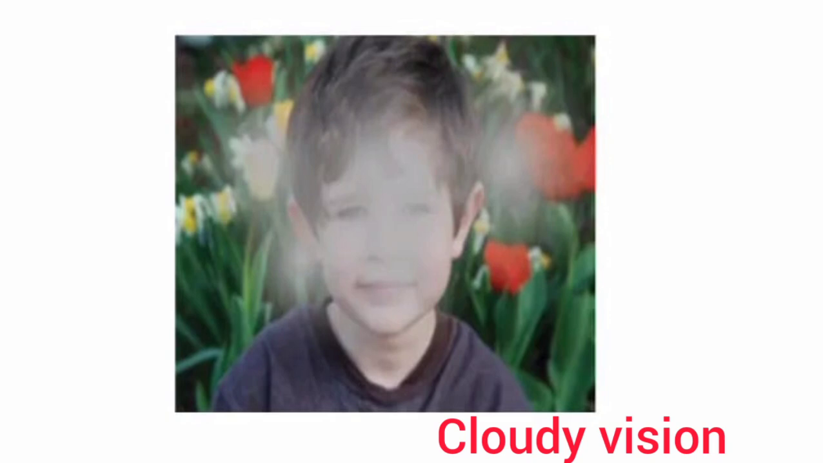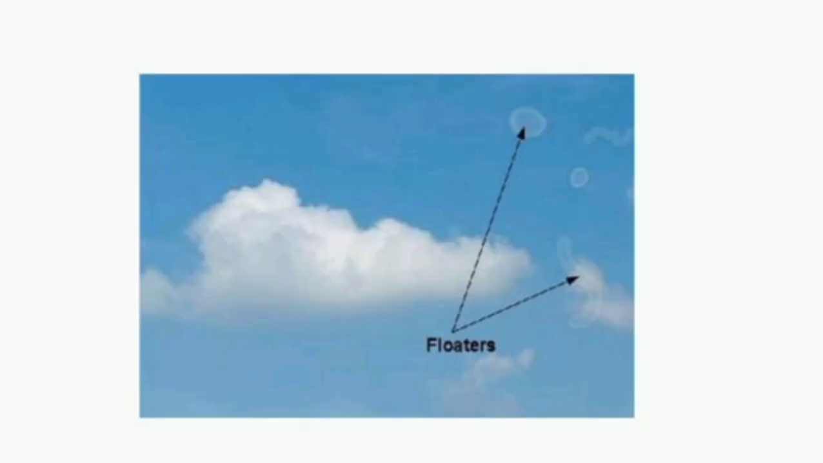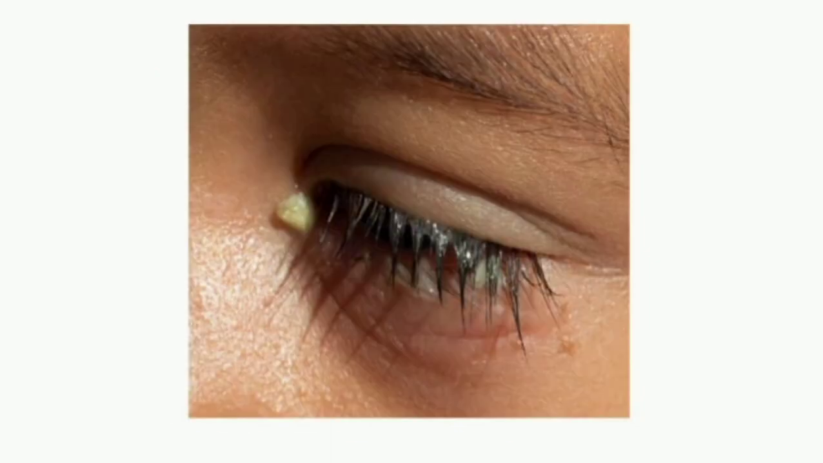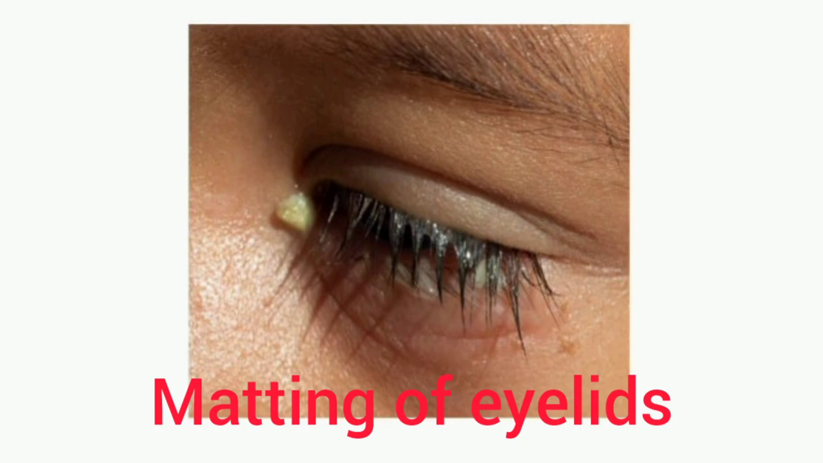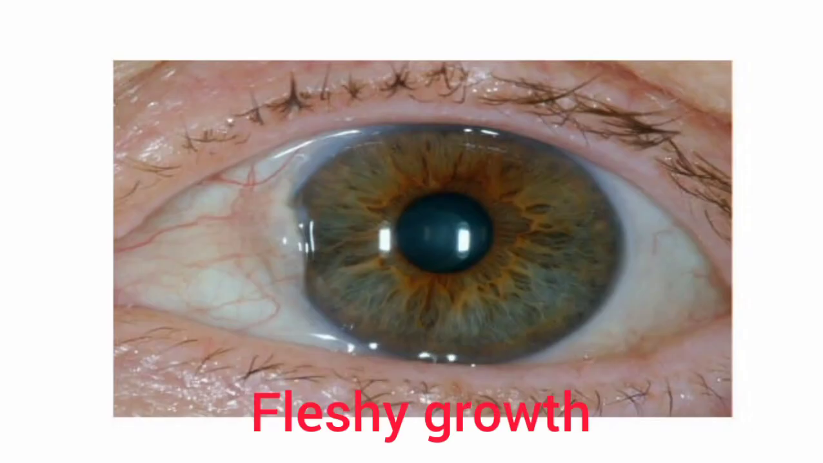And the next complaint is cloudy vision. Twitching. Next one is floaters. Floaters mean spots in the vision that look like black or grey specks that drift across the eyes. And the next complaint is matting of eyelids. The next is sudden loss of vision. And the next is fleshy growth and dryness.